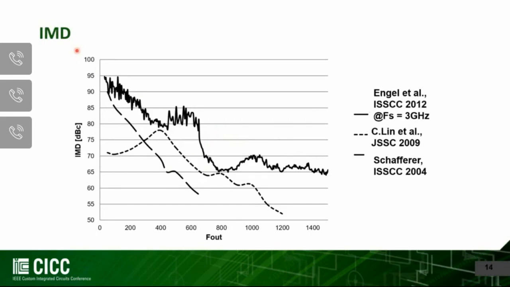The intermodulation distortion is yet another way to characterize nonlinearity, this time with two-tone excitation, but the story is essentially the same. You start with a very linear behavior at low frequency, but inevitably as the frequency increases, the distortion increases, and so the IMD also drops.